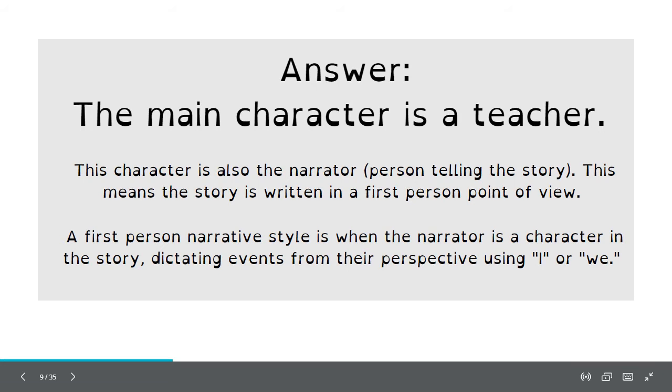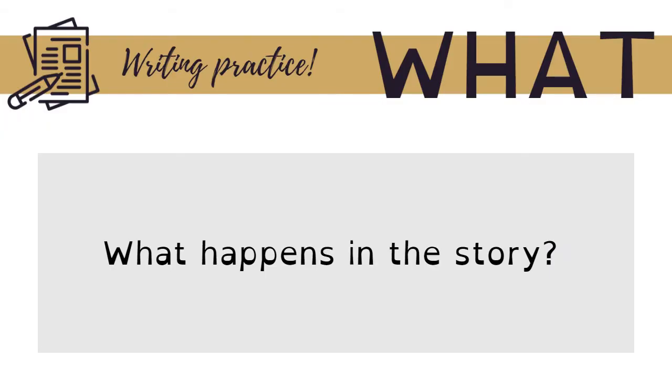This character is also the narrator, the person telling the story, and this means the story is written in a first-person point of view. A first-person narrative style is when the narrator is a character in the story, dictating events from their perspective, using I or we. What happens in the story? What is the teacher watching? Write down your answer. We're going to leave this one on pause for a moment and come back to it.